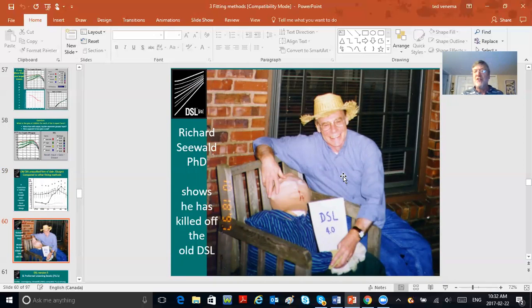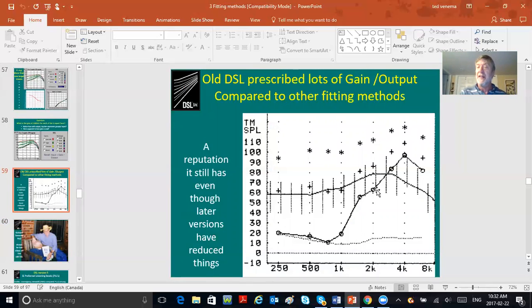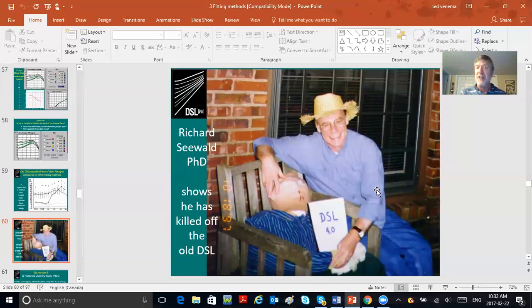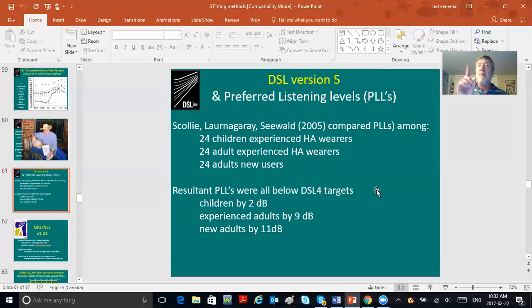Now, here's a picture of Richard Seewald in Canada. He's an American, by the way. I believe he's from Connecticut or something like that, New York State. Anyway, he lives now in Canada. And look at how he killed off DSL version 4. He shot that person. He put him out of his misery. Richard Seewald, PhD, shows he has killed off the old DSL. Why? Because it provided too much output and gain. And so it has merged and evolved into a different creature today. And we will talk about that more next week when we talk about DSL version 5 versus DSL version 4.